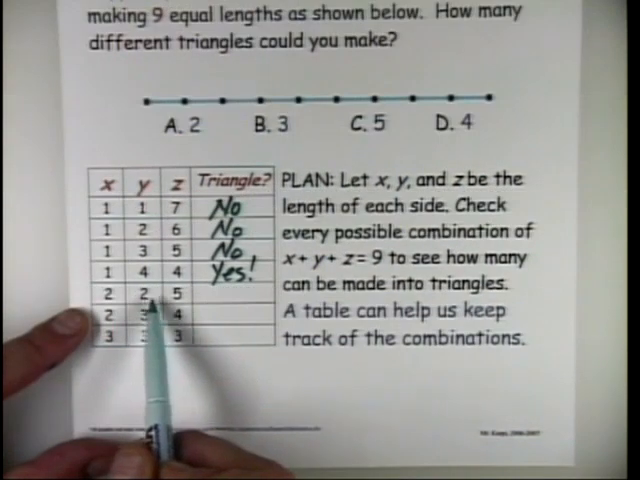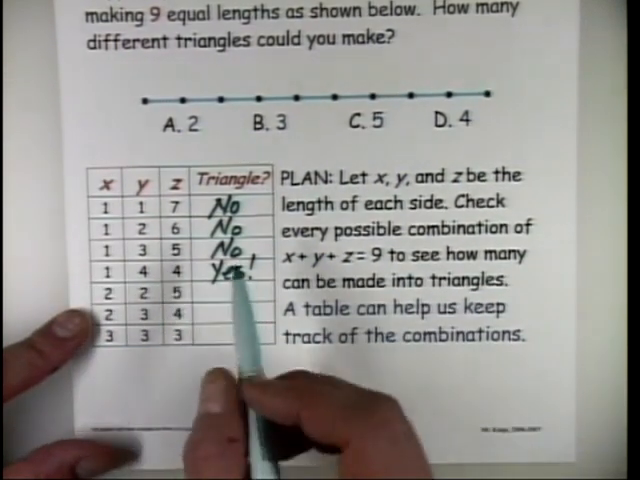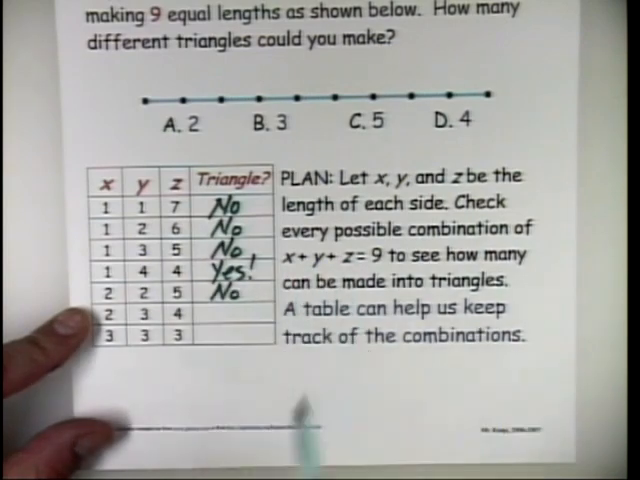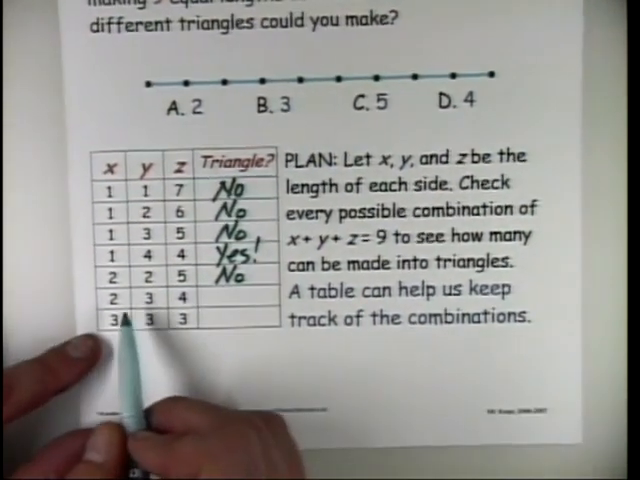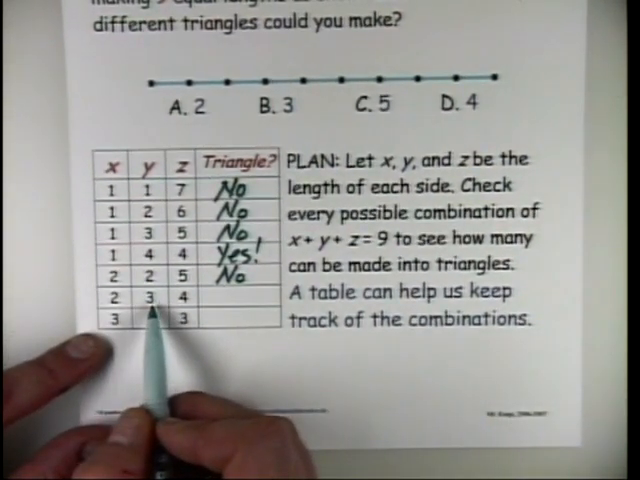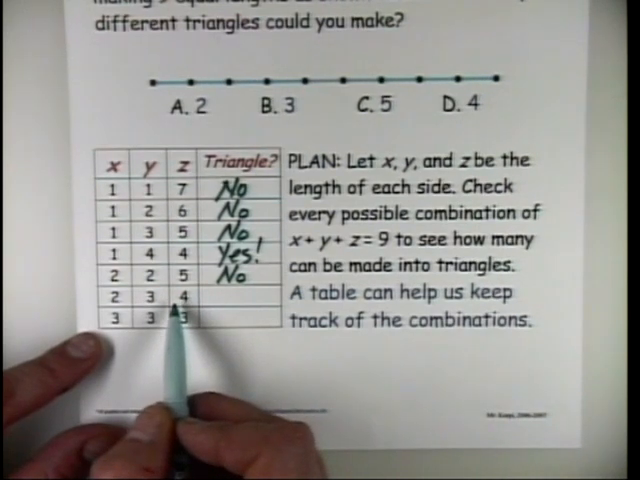2 plus 2 is 4. Is that bigger than 5? Absolutely not. As soon as we find one that doesn't work, we can make a concluding statement. Next one, 2, 3, 4. 2 plus 3 is 5. Is 5 bigger than 4? Yes. Checking the other combination.